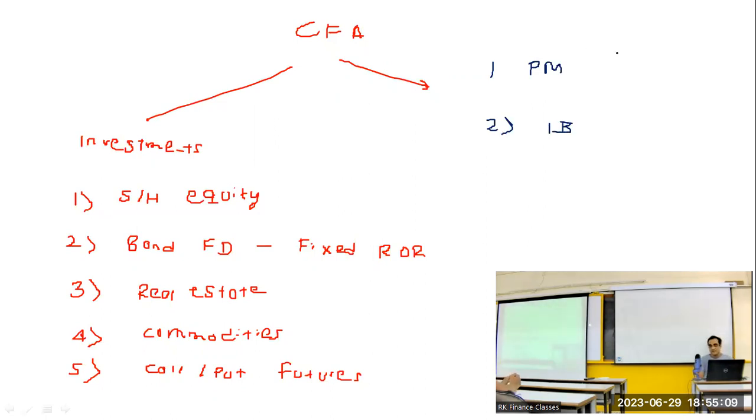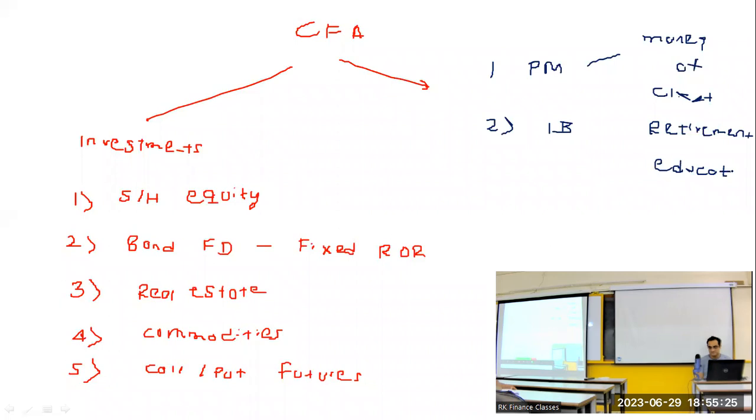Portfolio management, as we discussed, is that you're going to handle the money of your client and help the client achieve their goals. The goals could be like retirement planning, or the goal could be like education of the child. And as an investment banker, you will help a company analyze the profitability of the projects. And second, about raising capital.